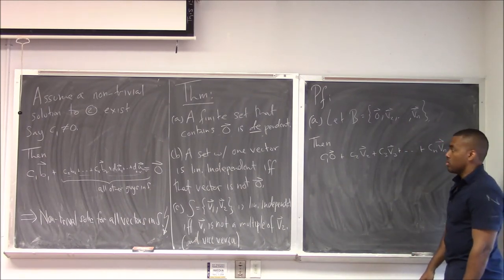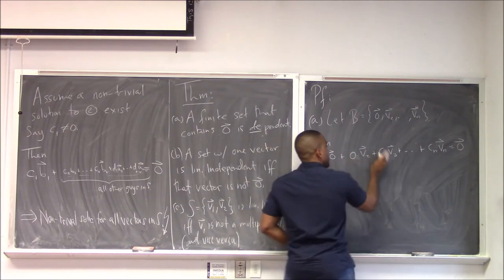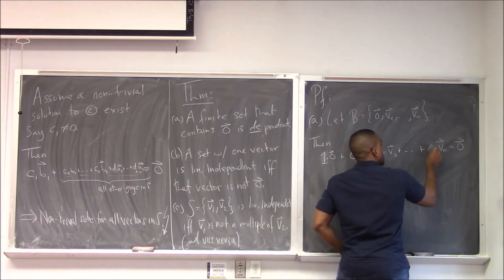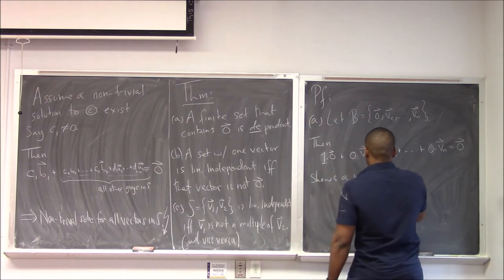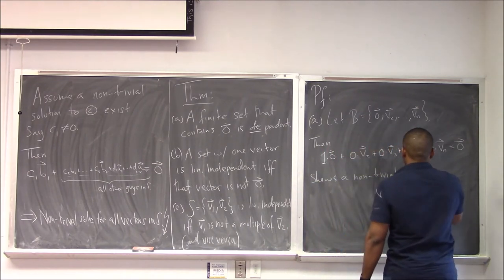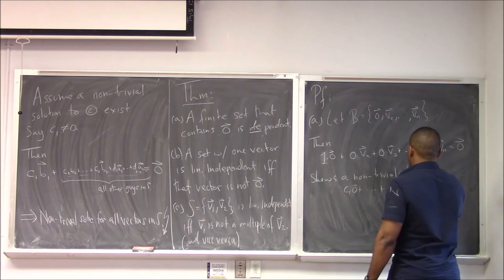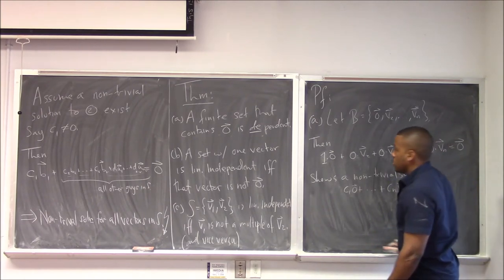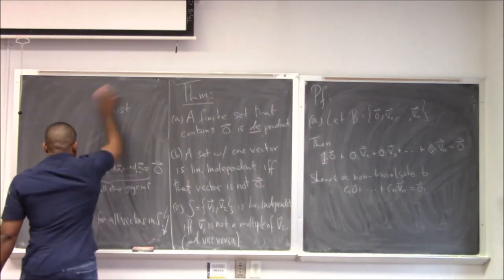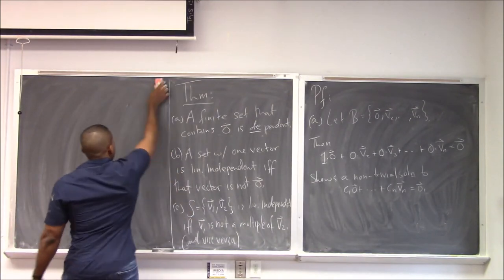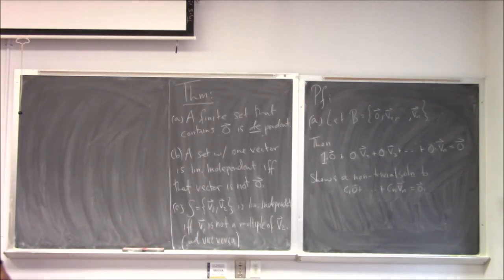Assign C1 any arbitrary value, right? So let's assign C1 to be the value 1, and assign all of these to be the value 0. Then this shows a non-trivial solution. If a set contains the zero vector, it cannot be independent. Which automatically means that any set of linearly independent vectors cannot on its own be a vector space. It can't be a subspace of the space we're talking about, because it won't have the zero vector. So it will fail axiom 4.